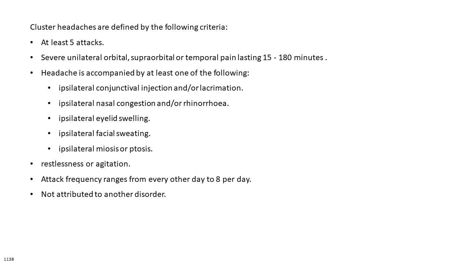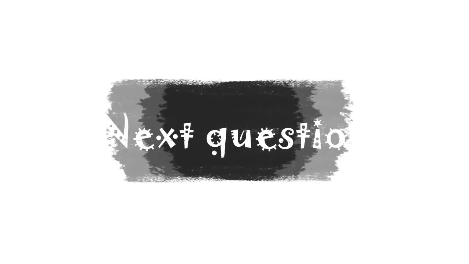Headache is accompanied by at least one of the following: ipsilateral conjunctival injection and or lacrimation, ipsilateral nasal congestion and or rhinorrhea, ipsilateral eyelid swelling, ipsilateral facial sweating, ipsilateral miosis or ptosis, restlessness or agitation. Attack frequency ranges from every other day to 8 per day. Not attributed to another disorder.